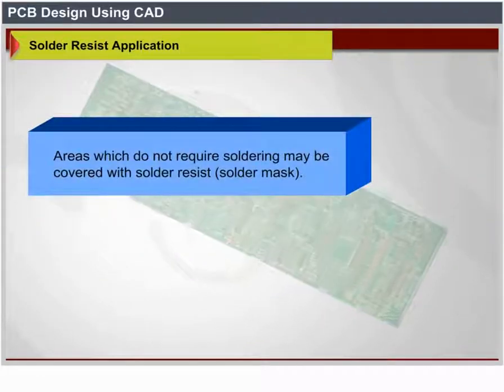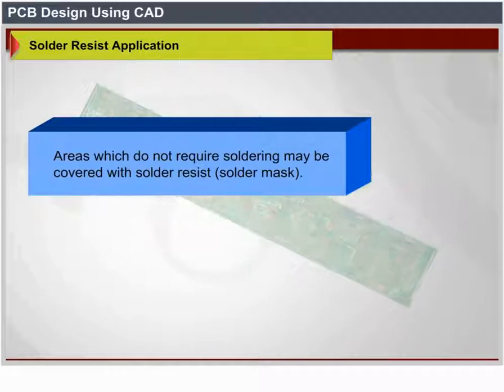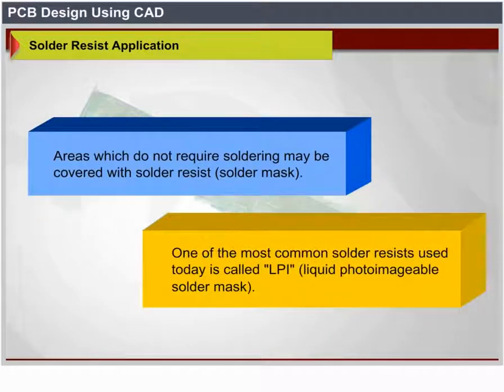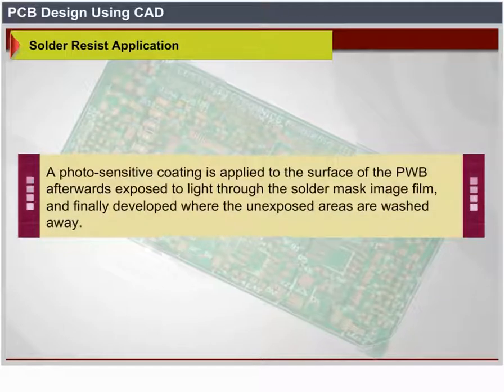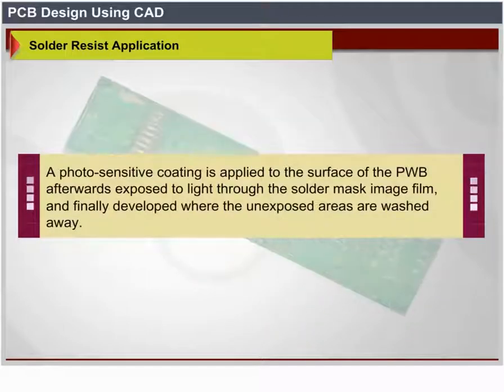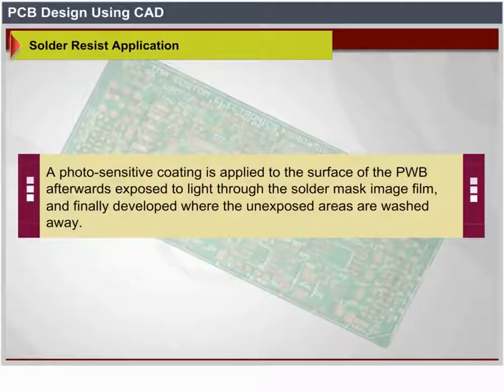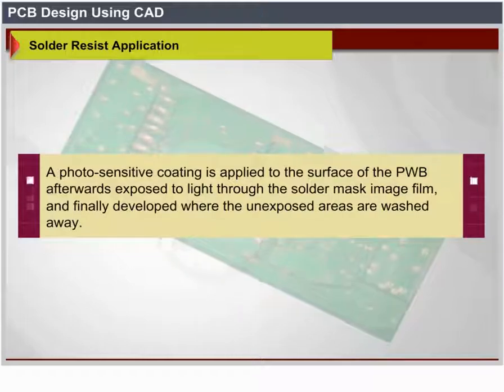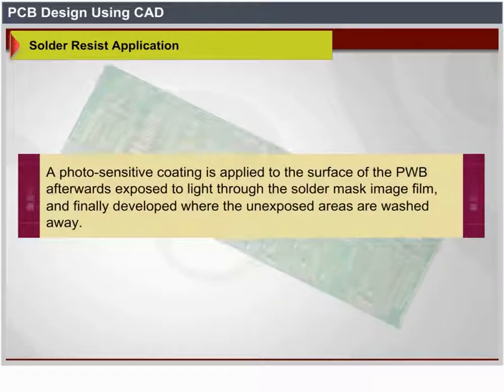Areas that should not be soldered may be covered with solder resist, solder mask. One of the most common solder resists used today is called LPI, Liquid Photoimageable Solder Mask. A photosensitive coating is applied to the surface of the PWB, then exposed to light through the solder mask image film, and finally developed where the unexposed areas are washed away.